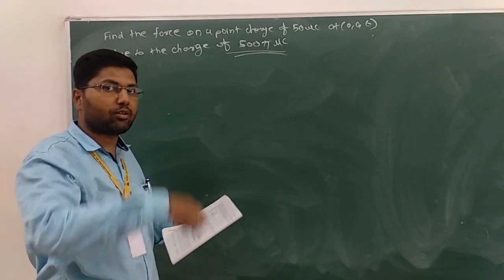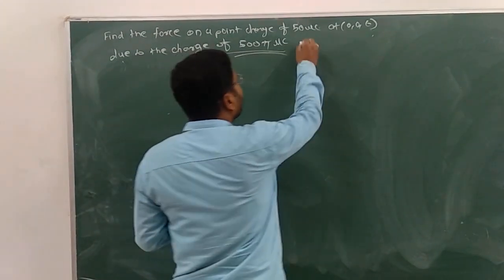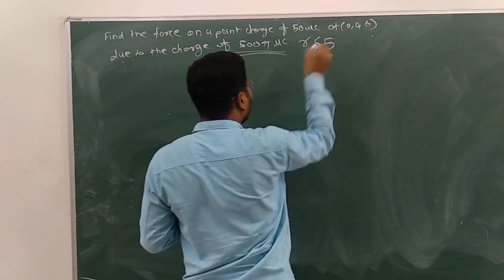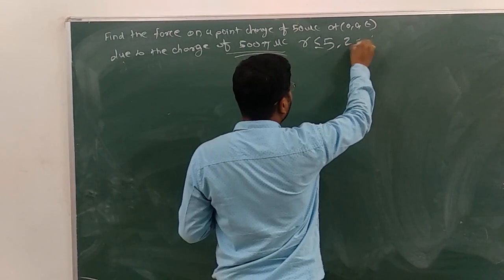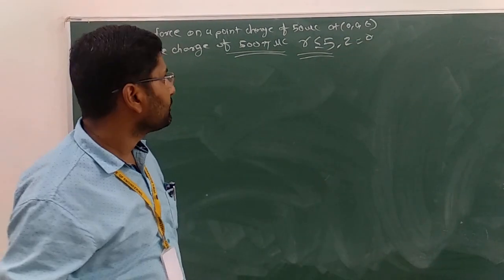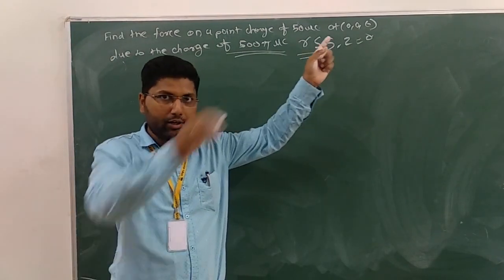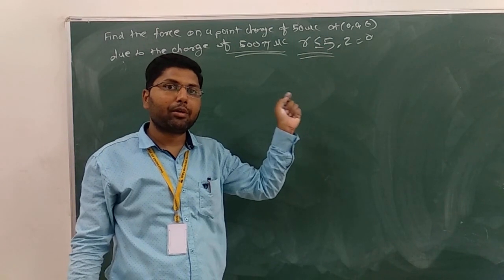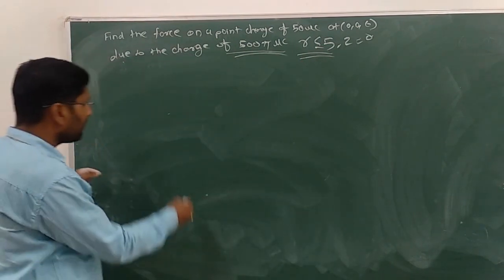I am taking a disc, okay, of r less than or equal to 5 and z equal to 0. What is the meaning of this? r less than or equal to 5 means the maximum limit for the radius of the disc is 5, and the minimum limit starts from 0. So I will draw a circular disc here.